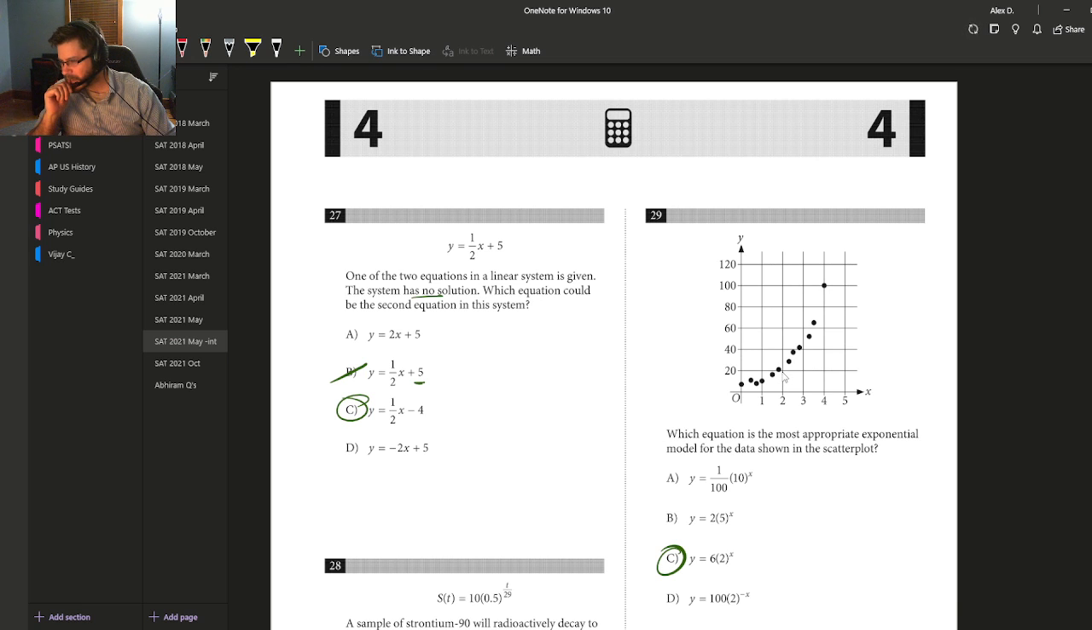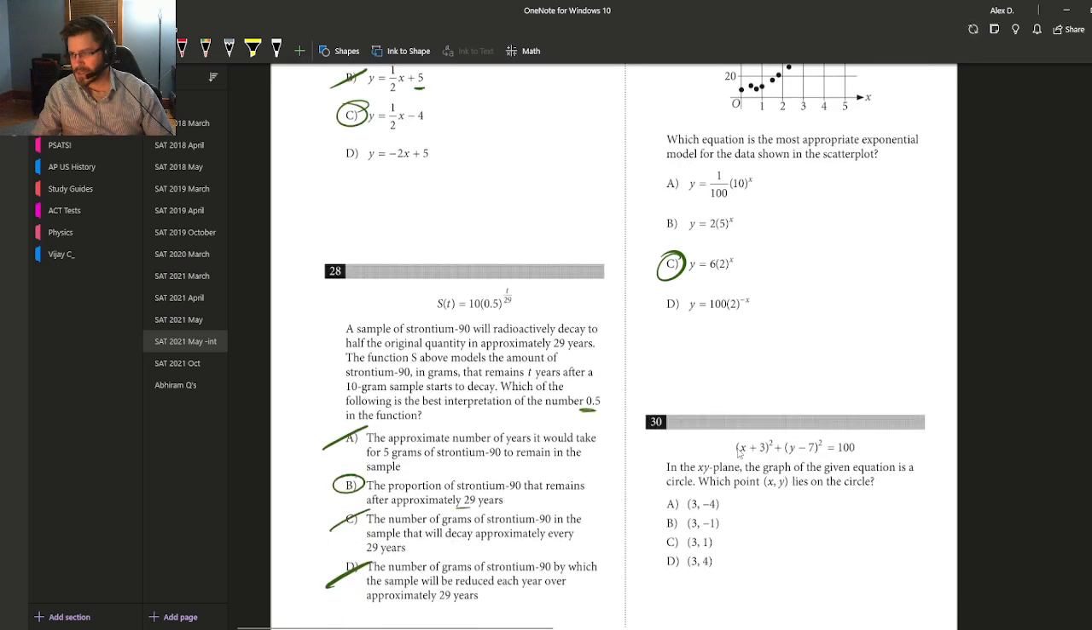X is 2, so times 4. X is 8. Yeah, that tracks. X is 4 to the 4th. Yeah, that tracks. But you could do it just from the y-intercept.